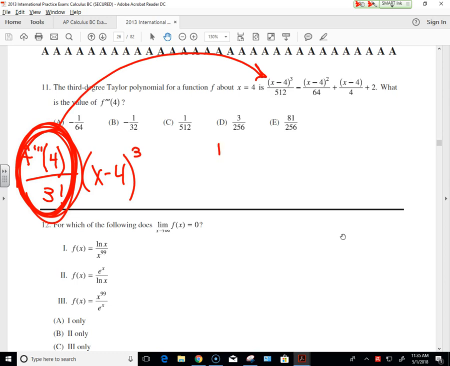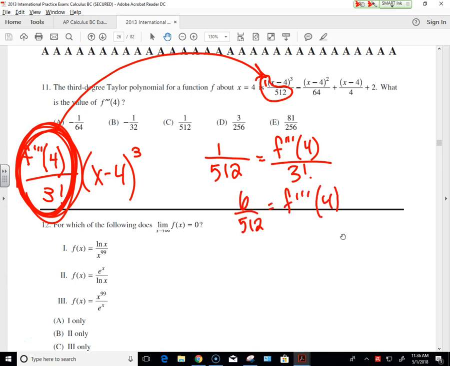So we're going to set the 1 over 512 equal to the formula that would have gotten it. So this isn't the third derivative. This is the third derivative over 3 factorial. So I take my 1 over 512. That would have come from this. I can solve for the third derivative by multiplying by 3 factorial. So I have 6 over 512. I reduce by dividing by 2, so it's 3 over 256. Got it.